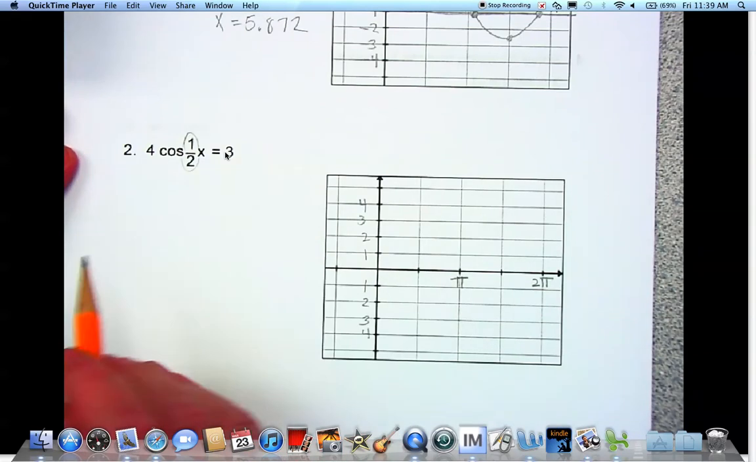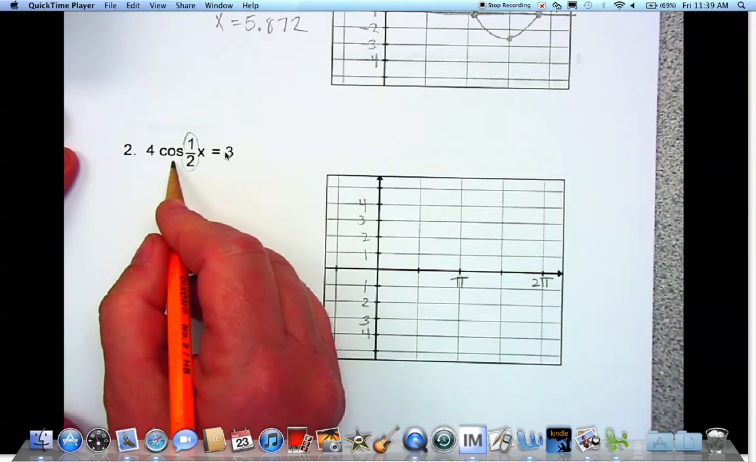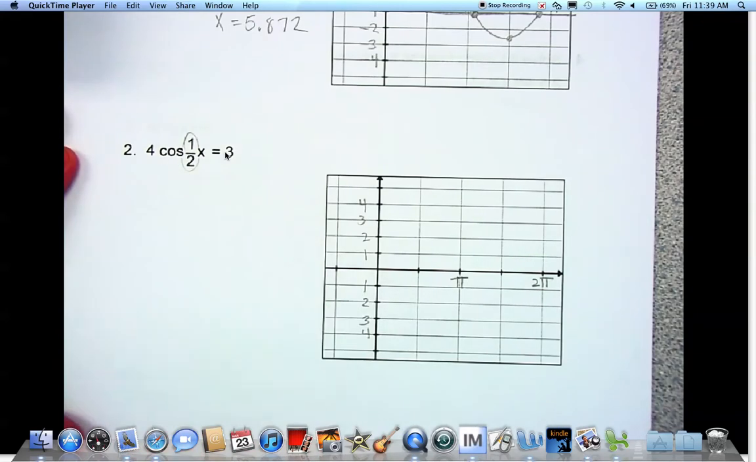So you just take that 1/2 and put it under 2 pi. This is a cosine. What does a cosine look like? It's a cup or a bell? Is this going to be a cup or a bell? Cup, because it's not positive.